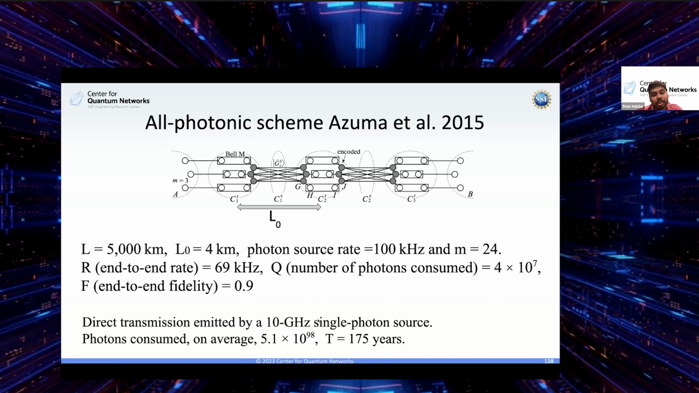In comparison, if you were using direct transmission and you had, instead of 100 kilohertz, a 10 gigahertz source, which is a really, really good source, then to send one photon from Alice to Bob with a distance of 5,000 kilometers, it would take roughly 175 years. So all of this is to say that, yes, there are a lot of challenges in the all-photonic scheme, but the flip side is that if you are successful, you will be able to solve a problem which otherwise does not have a solution.